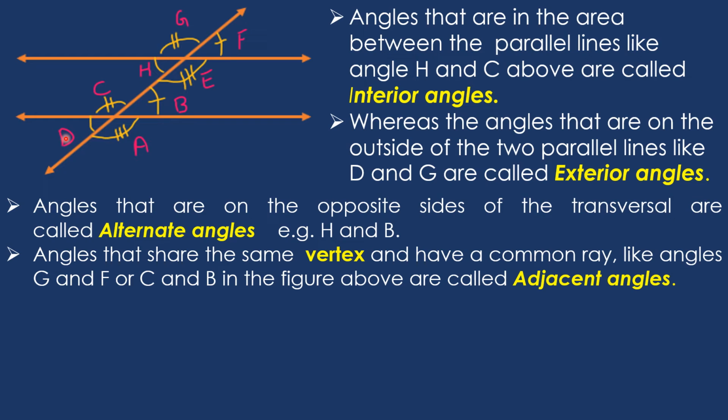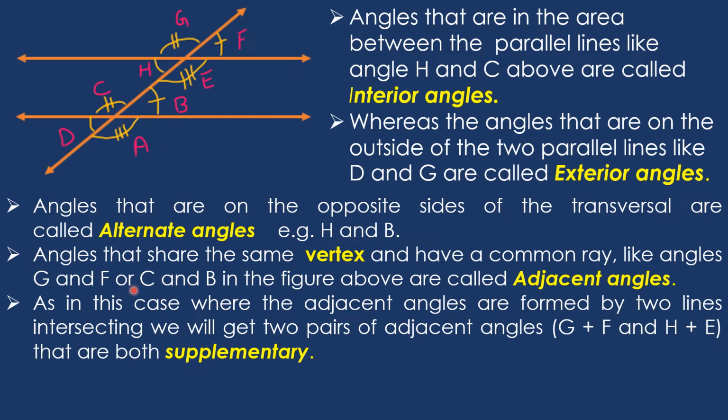Similarly, angle D and A and also angle H and E are said to be adjacent angles. So like this we can keep on identifying the adjacent angles based on the common vertex and common rays. As in this case, where the adjacent angles are formed by two lines intersecting, we get two pairs of adjacent angles, angle G plus F and H plus E.